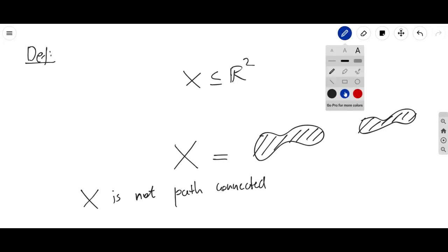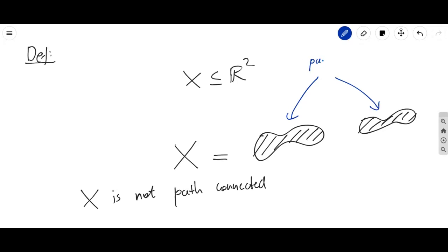However, these two pieces over here, this one and this one, are called the path components, because they happen to be subsets of X and they happen to be path connected. So X is not path connected, but in this example, it has two path components. It has two subsets that are path connected, and these two subsets completely cover X. So every point in X falls into one of these path components.